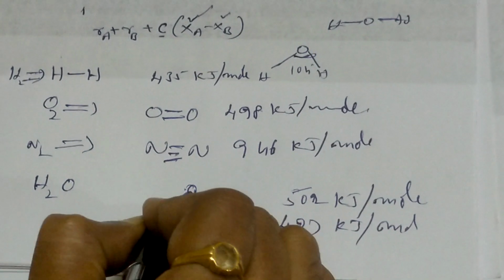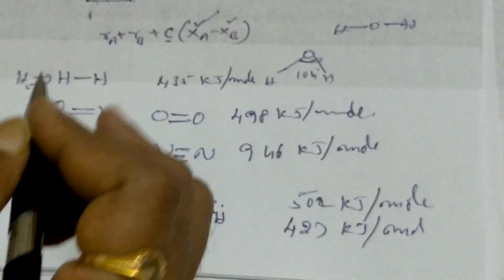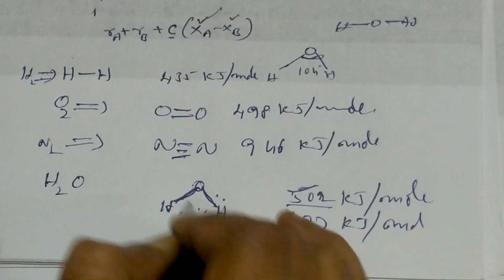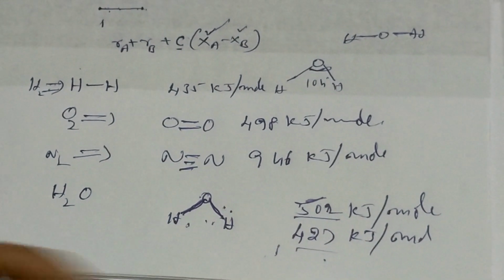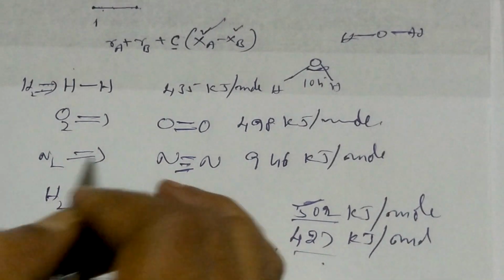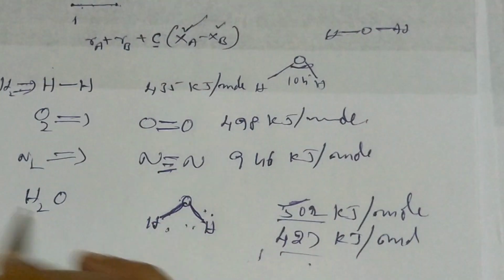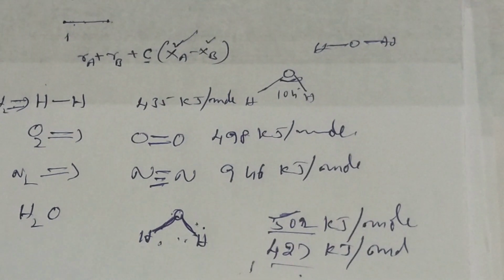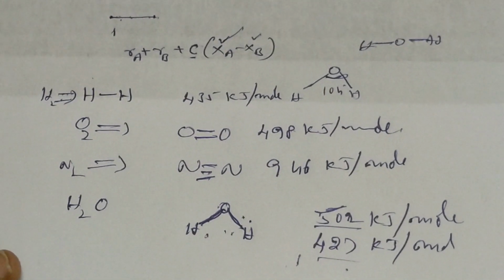That means you take either this or this as the one. After one it will be 502. The second one, if you want to break OH, will be easier because there will be some other bondings and some other attractions. But on average, you can take both divided by 2, that is 464 or whatever it is. This is about the bond enthalpy.